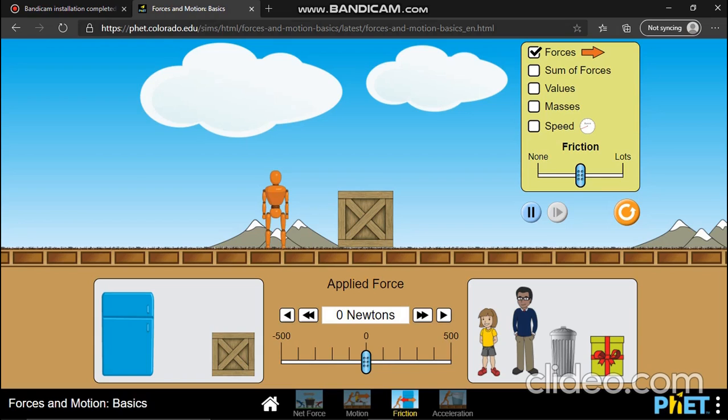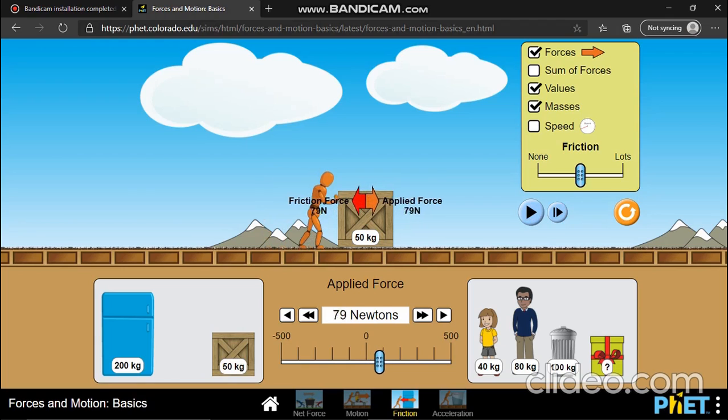We can see if we apply a force of 50 Newton, the robot starts to push the box. Okay, we push the play button.